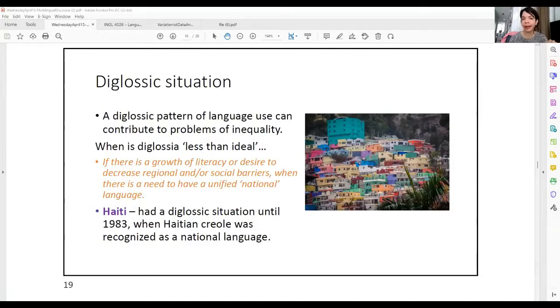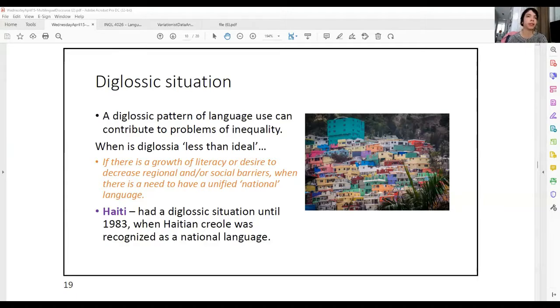So let's go back to Haiti. So in situations of diglossia around the world, we see a lot of instances of linguistic and educational and social inequality on account of certain practices and certain groups being upheld as the standard, as the target, as what's prestigious and desirable, and other groups being marginalized. So in Haiti, they had a situation of diglossia until 1983. When Haitian Creole was recognized as a national language.